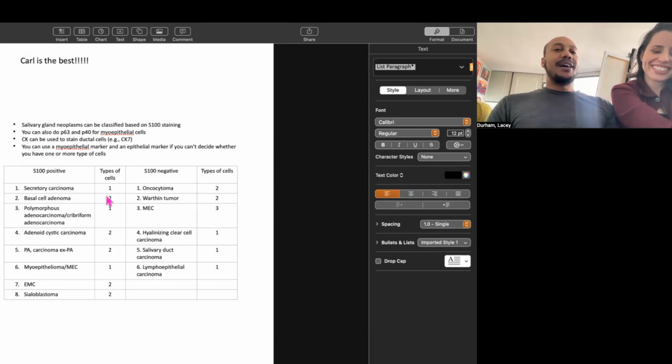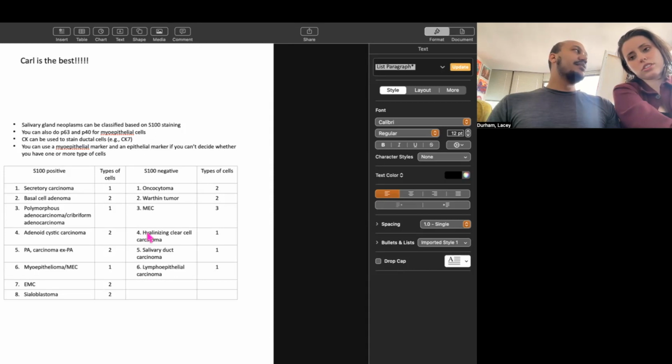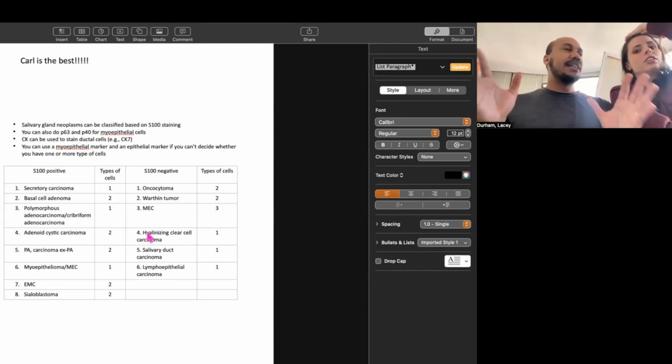So if you have a small biopsy, you do the S100, and then if it's S100 positive, you think of these entities. It's not an exhaustive list that includes everything, but it includes the common things. And then if it's S100 negative, then you include these entities. So that's the first thing: is it S100 positive or negative? So are we disregarding histology? For now, yes, in this mental exercise. Okay.